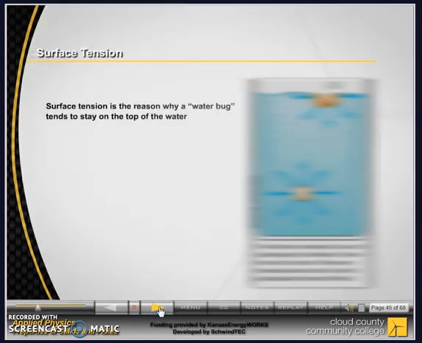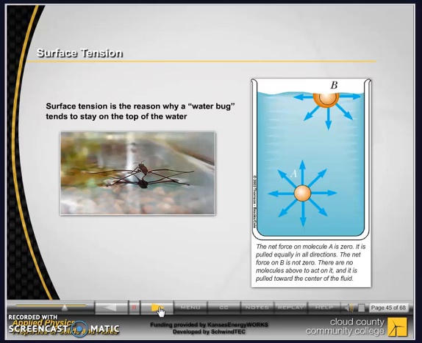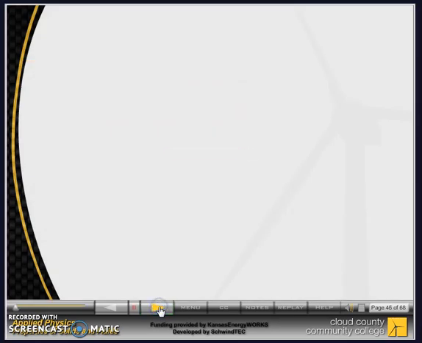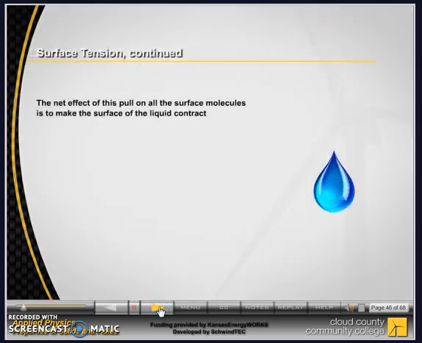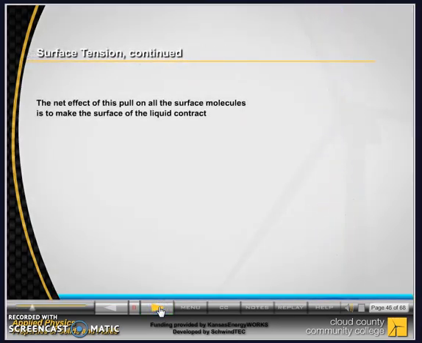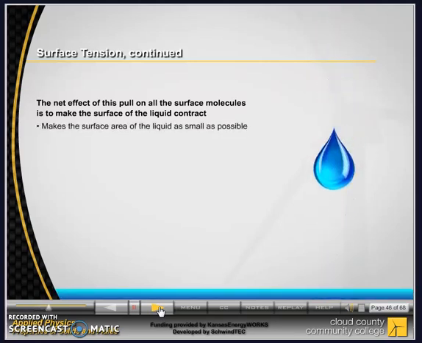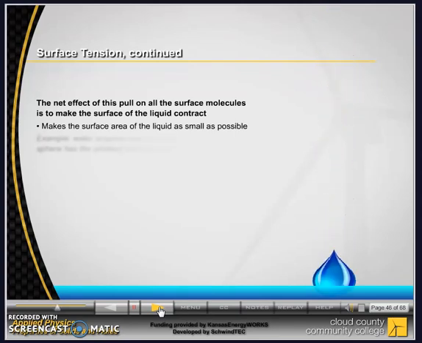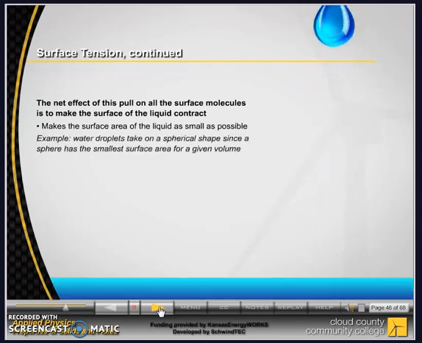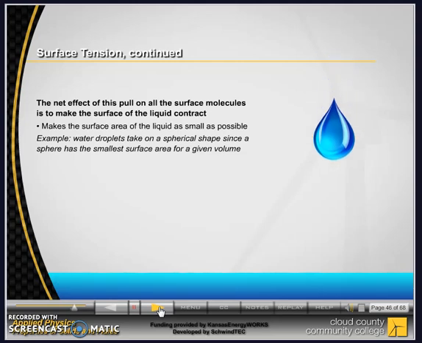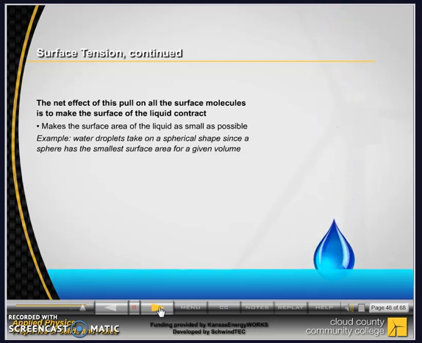Surface tension is the reason why a water bug tends to stay on top of the water. The net effect of this pull on all the surface molecules is to make the surface of the liquid contract. It makes the surface area of the liquid as small as possible. For example, water droplets take on a spherical shape since a sphere has the smallest surface area for a given volume.